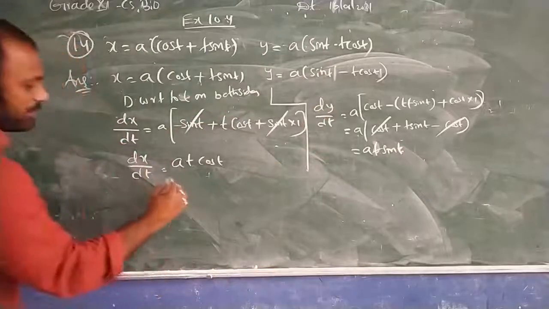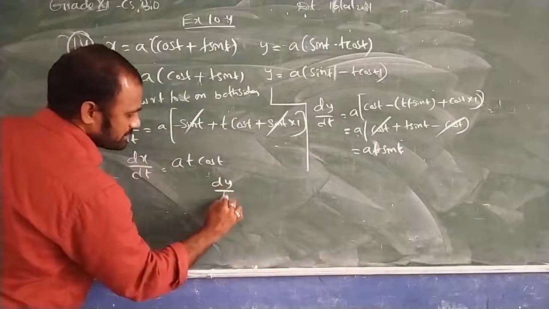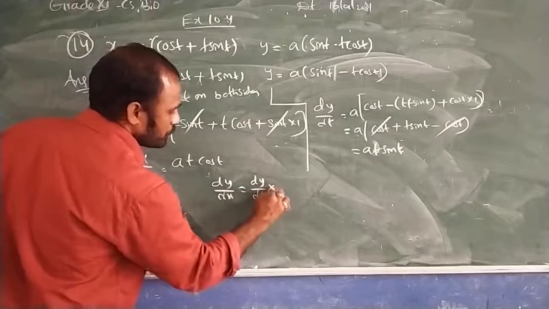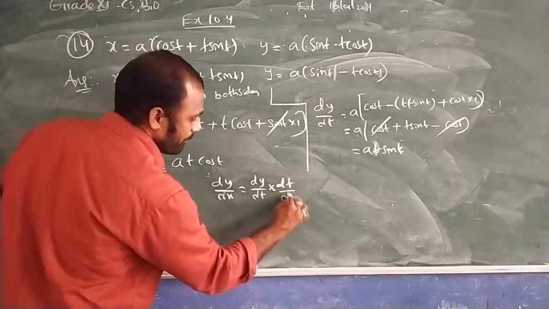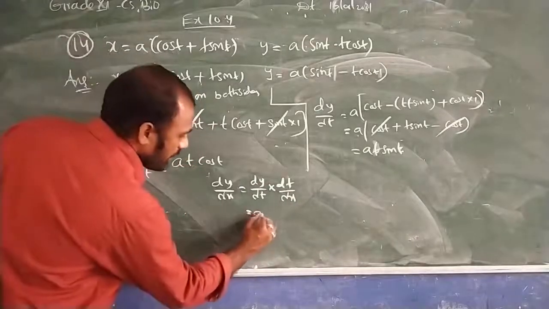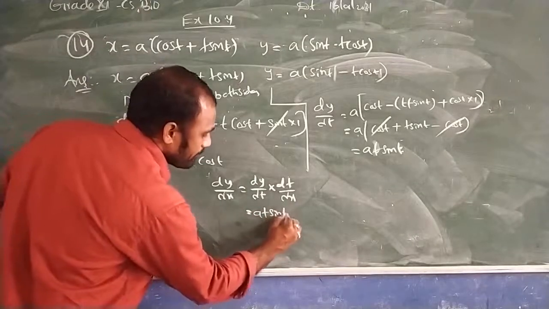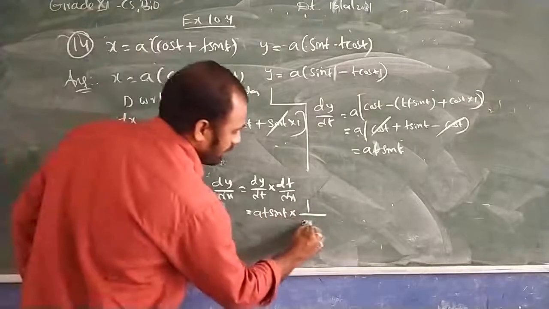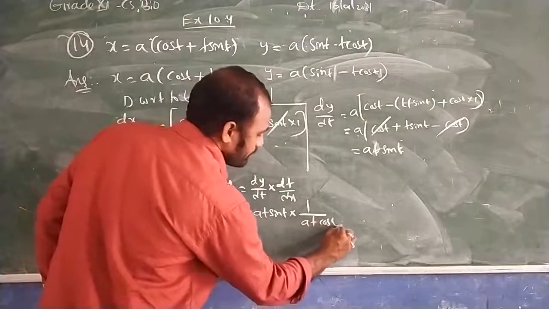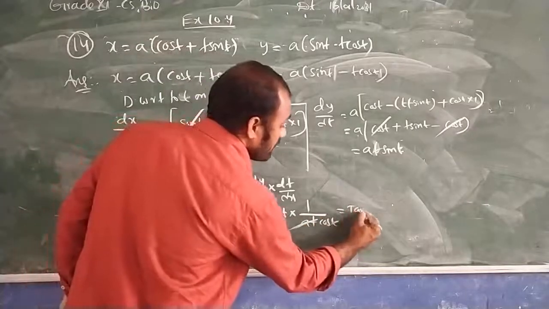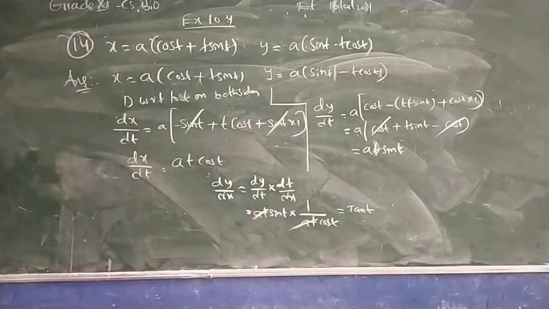Now we want dy by dx. So dy by dx can be written as dy by dt into dt by dx. So that is dy by dx, which is at sin t into the reciprocal, 1 by at cos t. At gets cancelled, and sin by cos can be written as tan t.